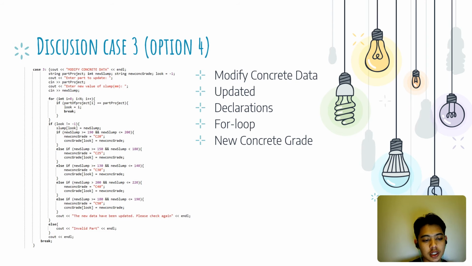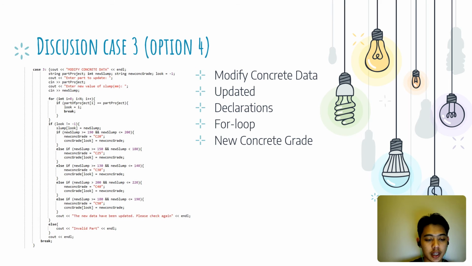So if the condition is true, the loop will start over again, and if it's false, the loop will end. And i++, which is an increment, was used to increase the value each time the code block in the loop has been executed. Then the structure goes to if part of project[i] is equal to part of project, which means that the part to update is linked to the part of project in option 1. So there was also a declaration which is loop is equal to i, followed by a break.